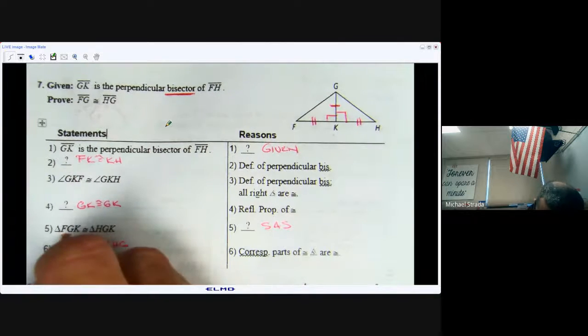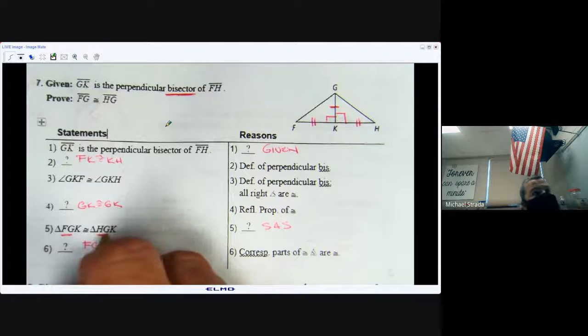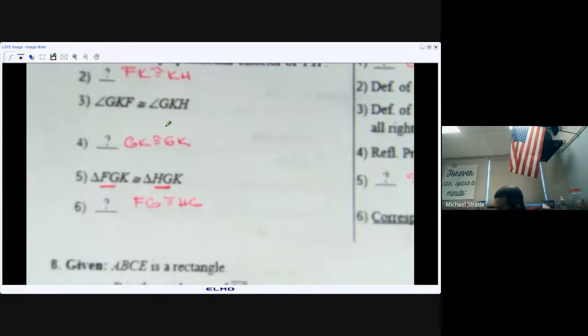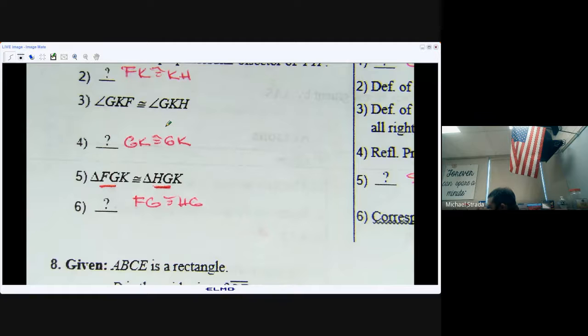Ladies and gentlemen, when using CPCTC, make sure your letters are in the same location in your triangle congruency table. They have to be. Otherwise, it's incorrect.